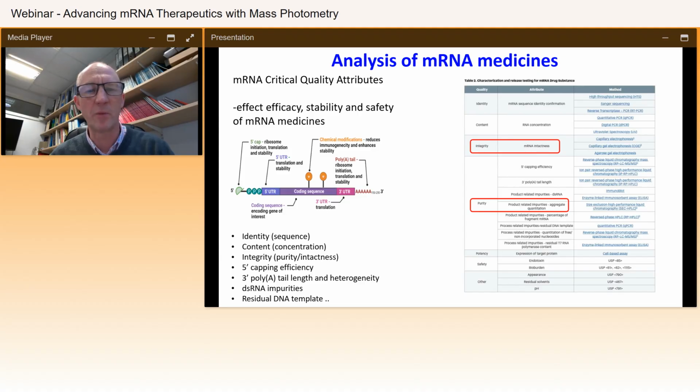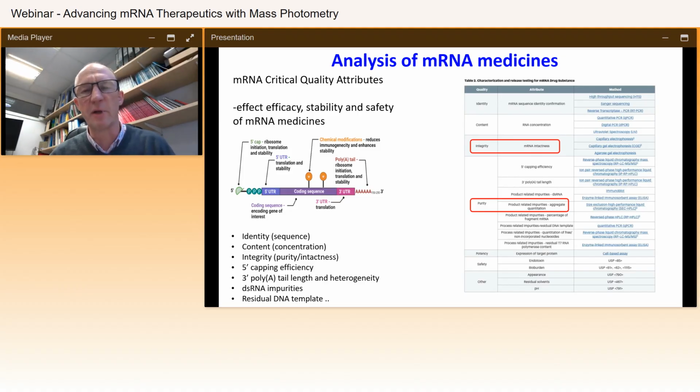At one end of the molecule, we have the 5' cap, and this really helps translation and stability of the mRNA. We then have the 5' UTR, which again is involved in translation and stability of the mRNA drug. The coding sequence, so this is the sequence of the mRNA, which essentially encodes the antigen or the protein that's made from the mRNA molecule.